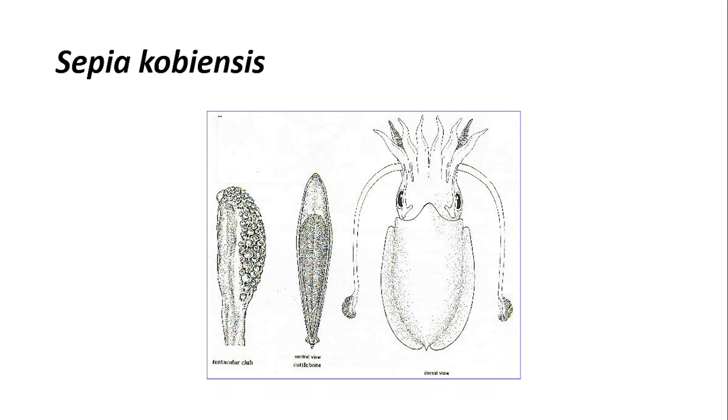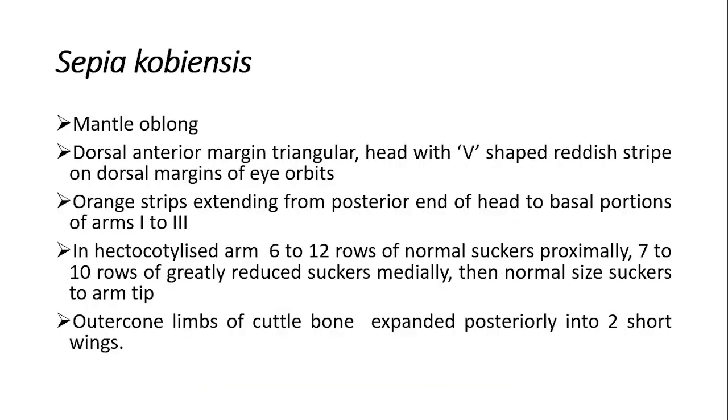The orange stripe extends from the posterior end of the head to the basal portion of arms 1 to 3. The hectocotylized arm has 6 to 12 rows of normal suckers, approximately 7 to 10 rows of greatly reduced suckers, then normal-sized suckers to the arm tip. The outer cone limb of the cuttlebone is expanded posteriorly into two short wings.